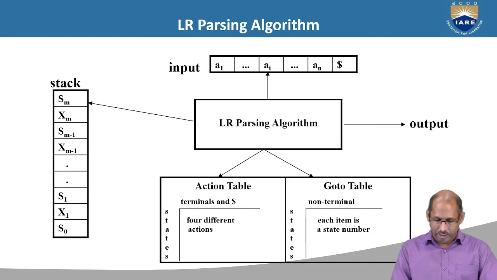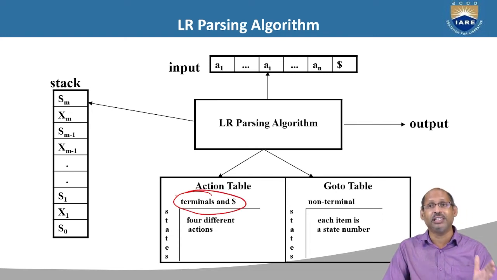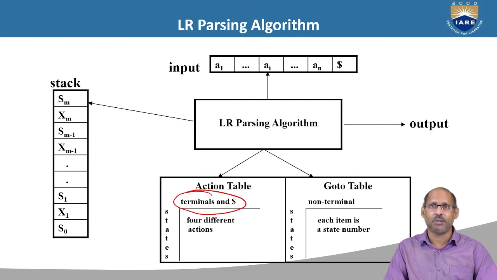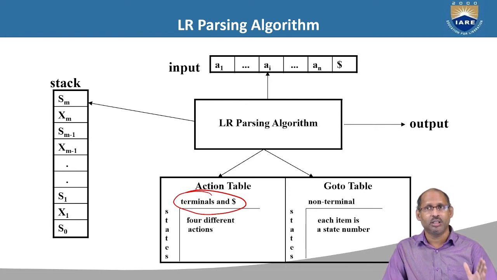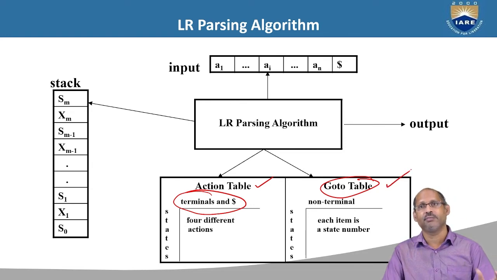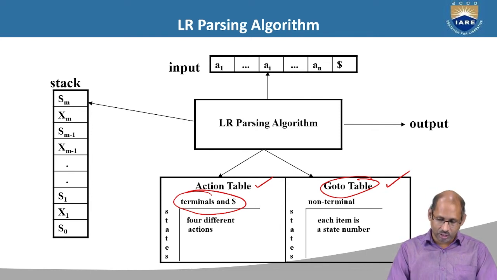The terminals and the $ sign will be the column headers in the action part of the parsing table. So the parsing table has two parts, the action table and the goto table. The action table will consist of the terminals and the $ sign as column headers. The goto table consists of non-terminals as column headers.